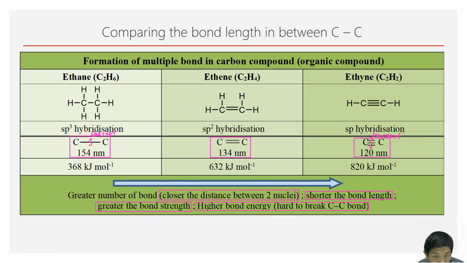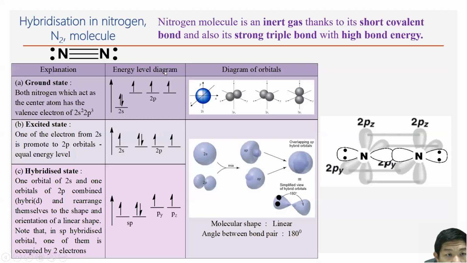So this is how we're going to explain the formation of the multiple bond inside an organic compound. Now, as a side note, not only am I going to show you the formation of the ethane, ethene, and ethyne molecule, at the same time, I'm going to show you also the formation of the nitrogen molecule. All right. So, are you ready? So now, this is the Lewis structure of nitrogen here.